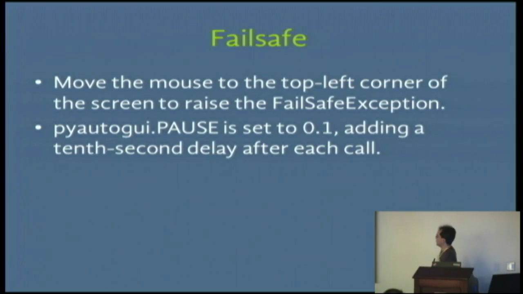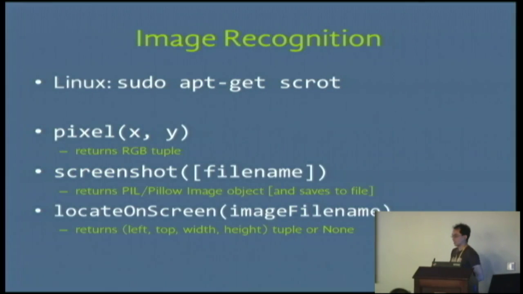There is PyAutoGUI.PAUSE, which is set to 0.1. That adds a 1/10 of a second pause at the end of every single PyAutoGUI call. So you can increase that to something else. That'll slow down your program in general, but it'll also make it a little bit safer and easier to follow. And I'll be demonstrating that in a live demo at the end of this.